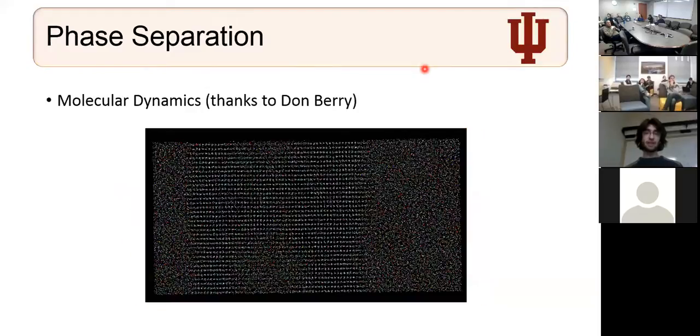Okay, so this is an example of one of those simulations. Each one of those little dots that you see is an ion. I just want to thank Don Barry from our group, who's the one who did the simulation. But you can see there's this very clear lattice structure here, and there's this very clear liquid here.